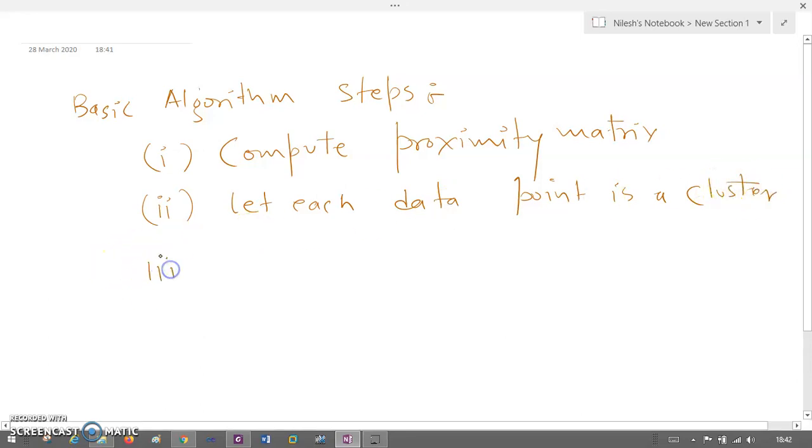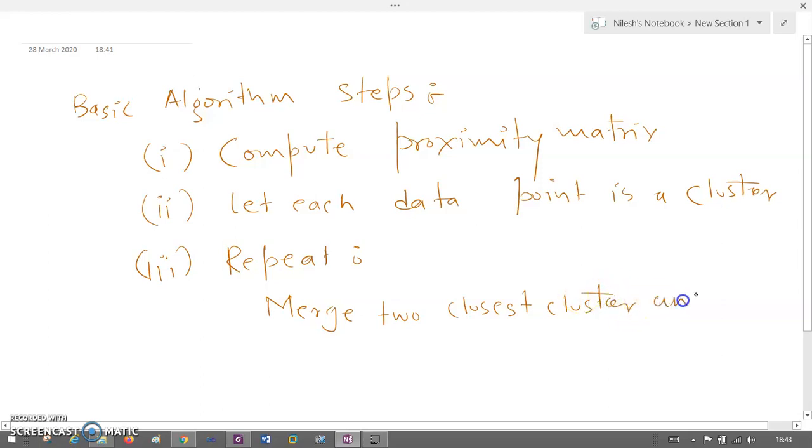The third step is you are going to repeat. What are you repeating? You are merging the two closest clusters, that means those with similar characteristics, and updating the proximity matrix.